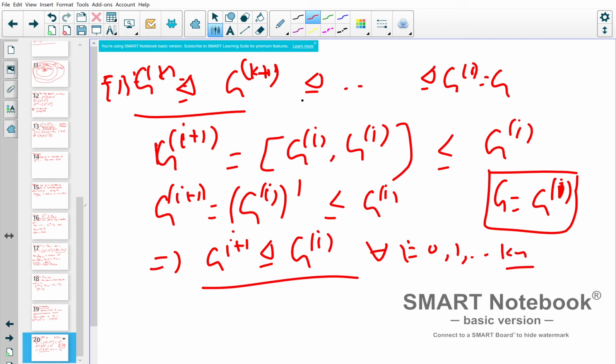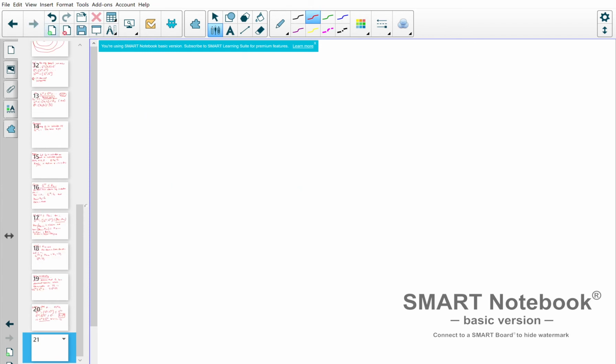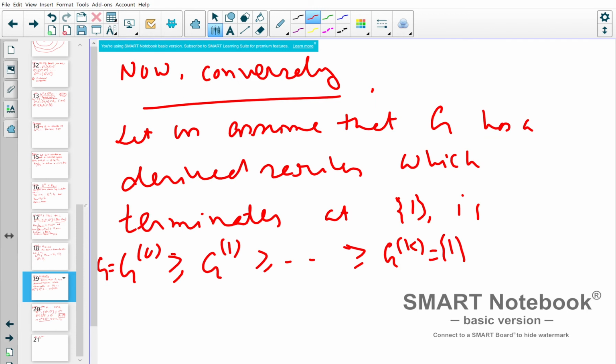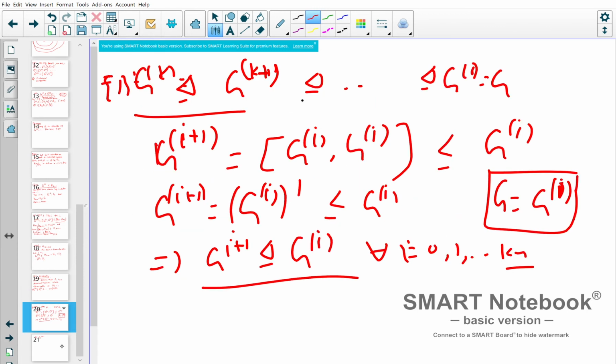Now why is this a solvable series? To prove this is a solvable series, what do we need to prove? We need to prove that the quotient groups are abelian, right? Now let us check it. Here I will write down Hi as G(k minus i).